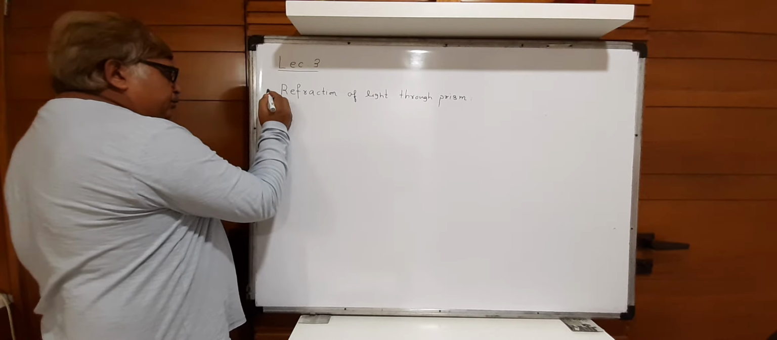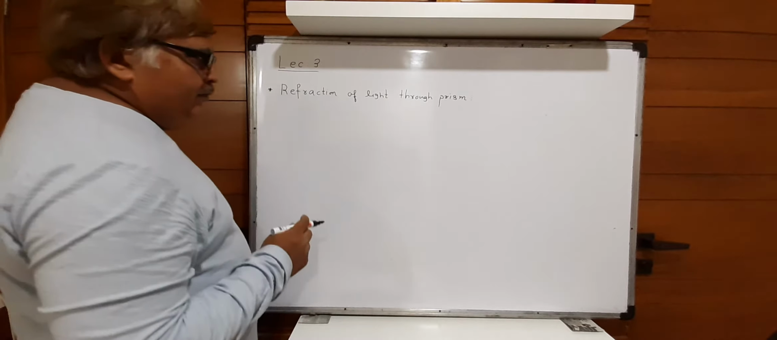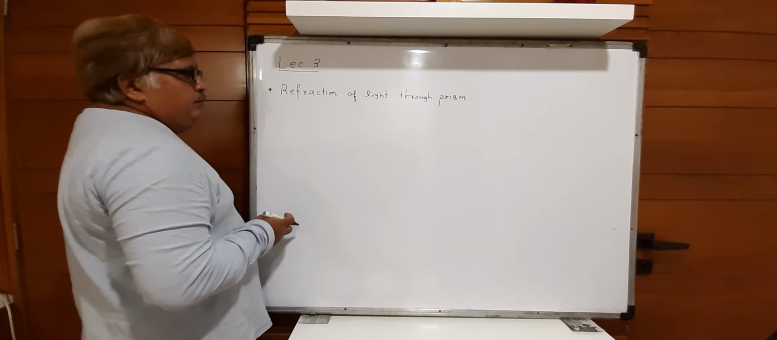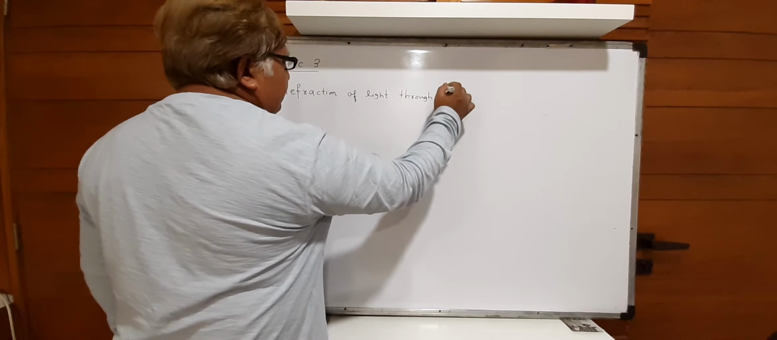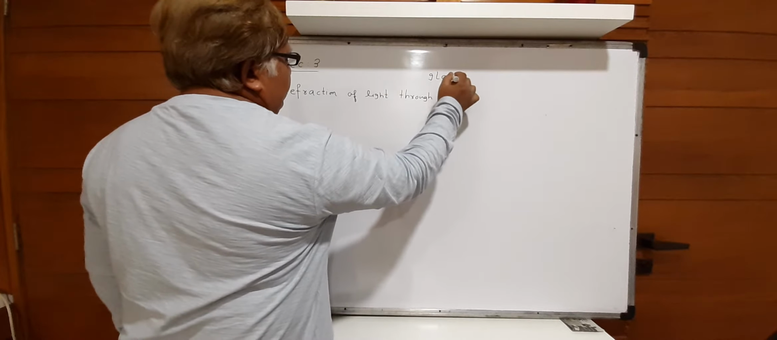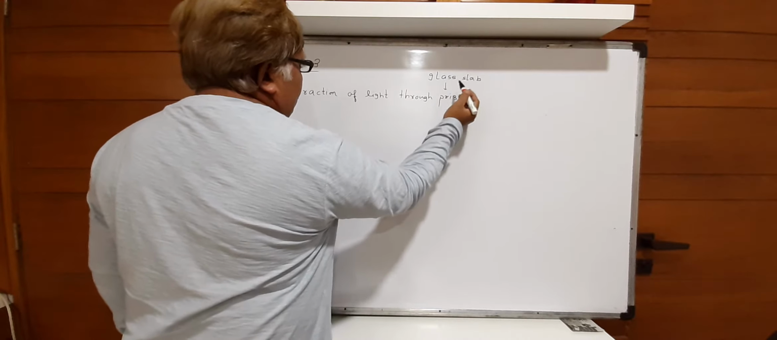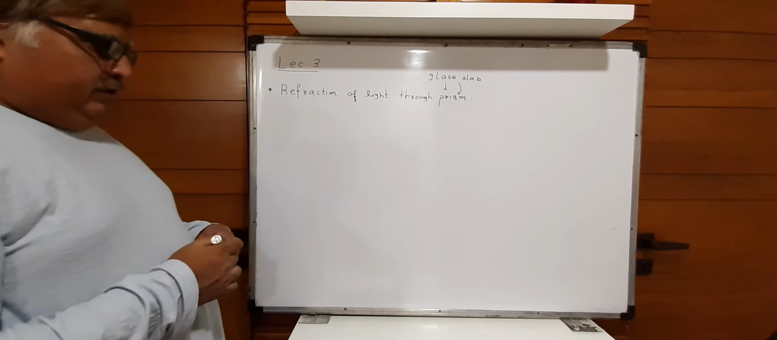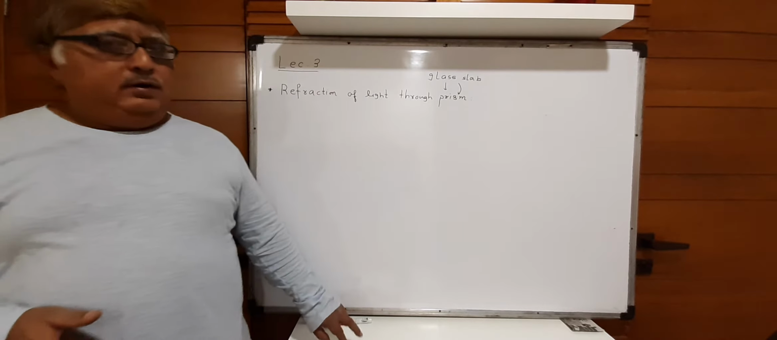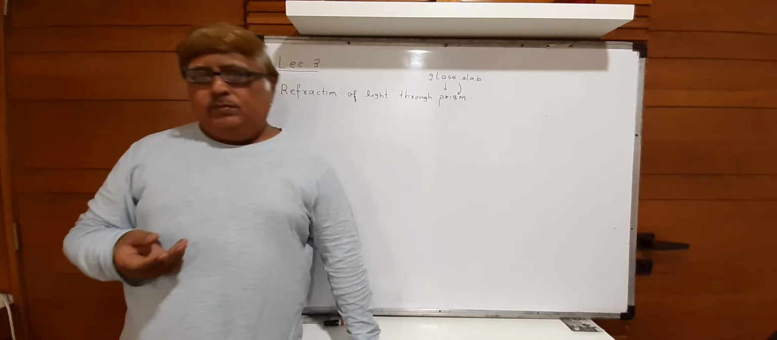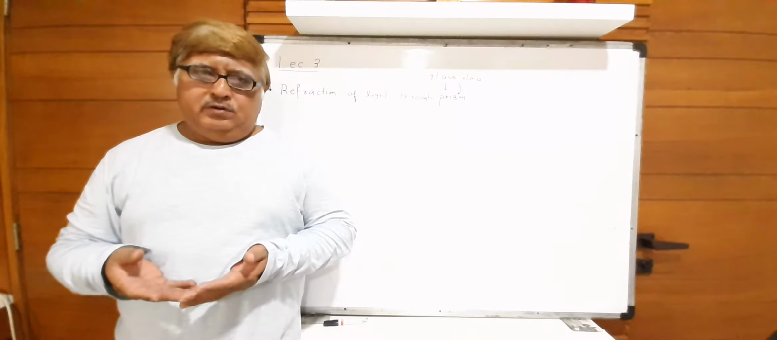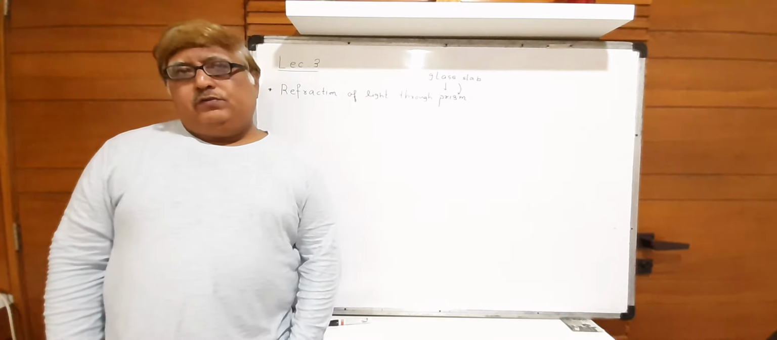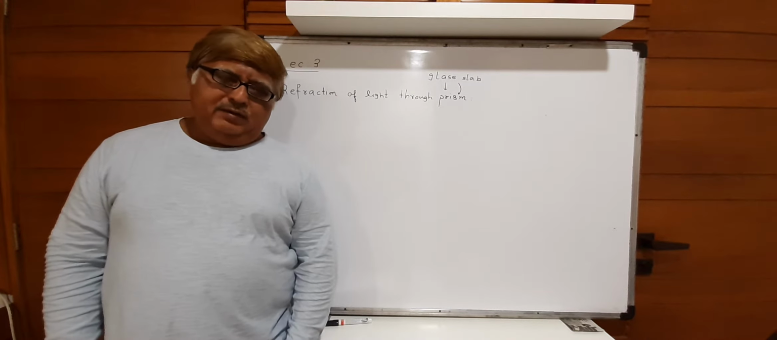I have written today's topic here, and I want to relate it with chapter number 1, where we discussed refraction of light through glass slab, if you can remember. Why are we discussing refraction of light through prism? Because a question may arise in your mind: the glass slab is also made of transparent glass material, and the prism is also made of transparent glass material. Why are we discussing this topic?